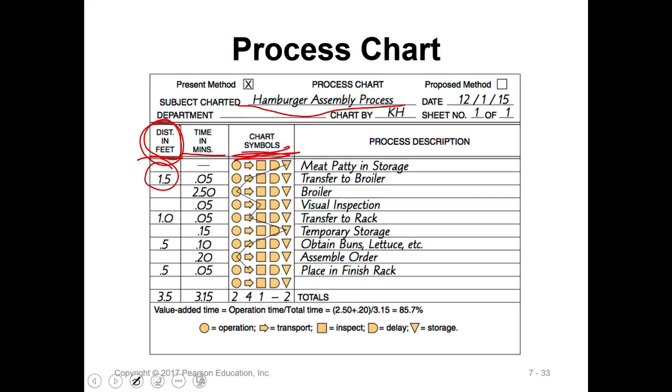The circle represents the real operation, the arrow is just transportation, and the square represents inspection. Then this one is a delay. Triangle is storage. If we want to use this chart to help improve efficiency, obviously we want to increase the operation time and decrease transportation, storage, and delay.